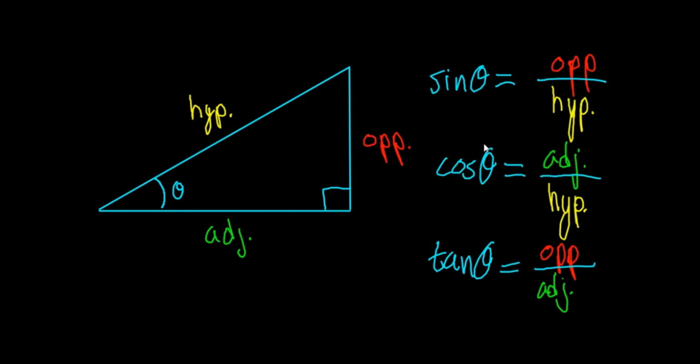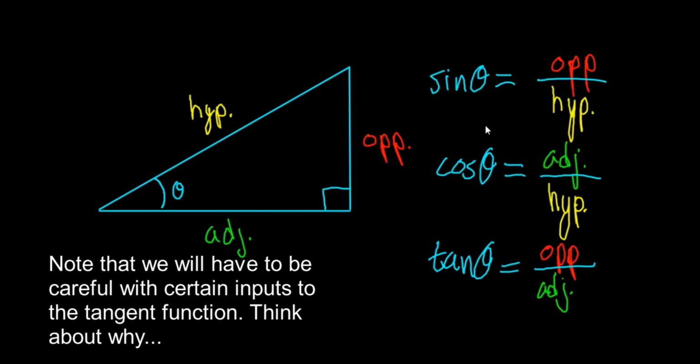Well, check out part 2, where I talk about the unit circle definitions of the trigonometric functions, where this right triangle definition is extended so that we can take the sine, cosine, and tangent of any angle that we could possibly want, an arbitrary input to the sine, cosine, and tangent functions.